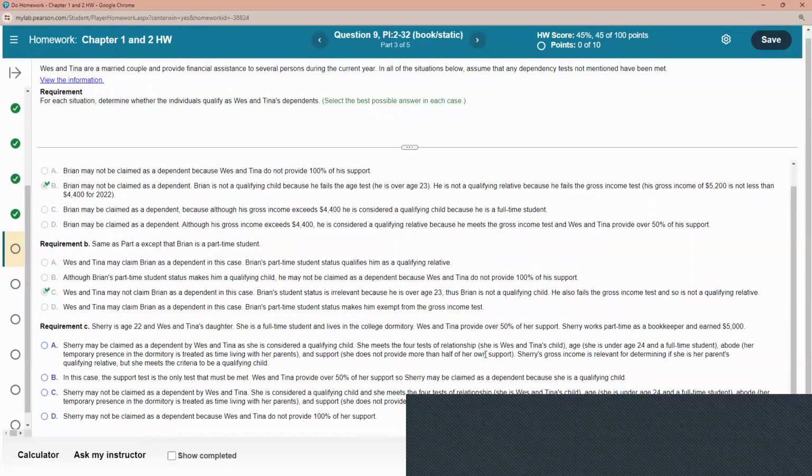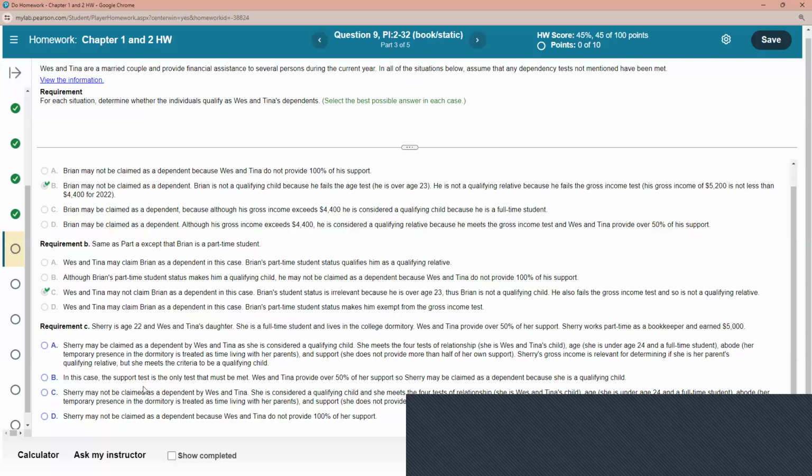She meets the 4 tests of relationship. She is Wes and Tina's child, correct? Her age, she's under the age of 24. Here it lets us know she's 22. She's a full-time student. She has the abode, her temporary presence in the dormitory is treated as living with her parents, as mentioned earlier. And support: she does not provide more than half of her own support. Her gross income is relevant for determining if she's her parents' qualifying relative, but she meets the criteria to be a qualifying child. So A seems to be correct, but we'll look at the others.